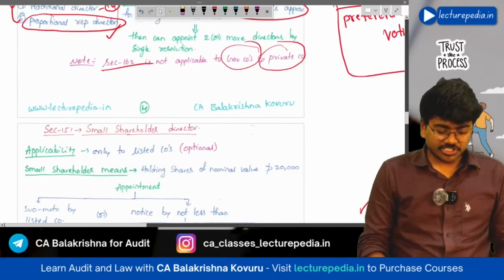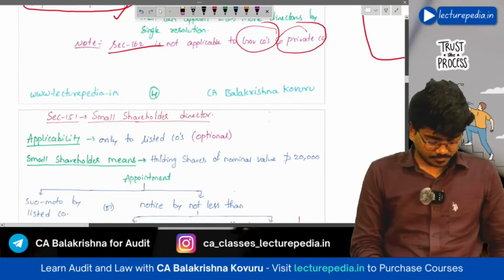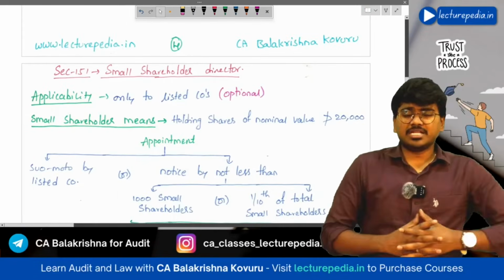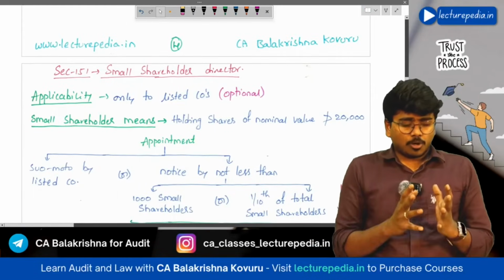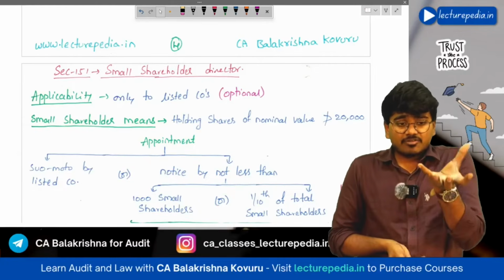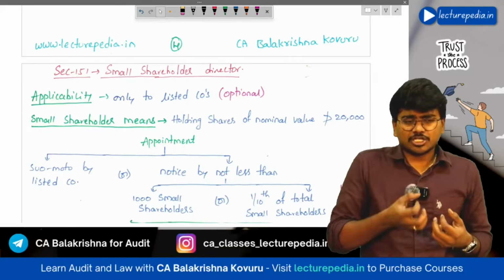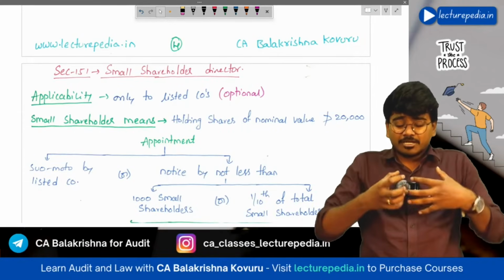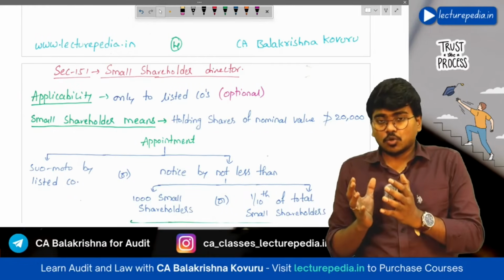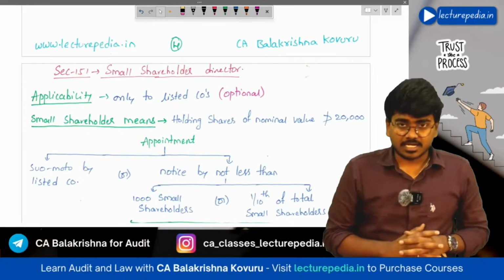Now moving to section number 151, which is small shareholder director. What is this small shareholder director? See, in the company, to appoint a person as a director, majority shareholders will have the power to appoint, basically by ordinary resolution. That means shareholders who have voting power of more than 50%. If 50% shareholders vote to appoint a particular person as a director, he will be appointed as a director.